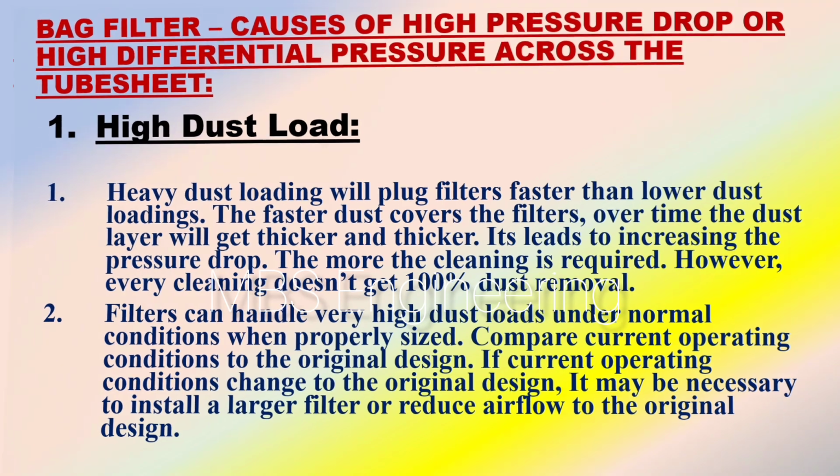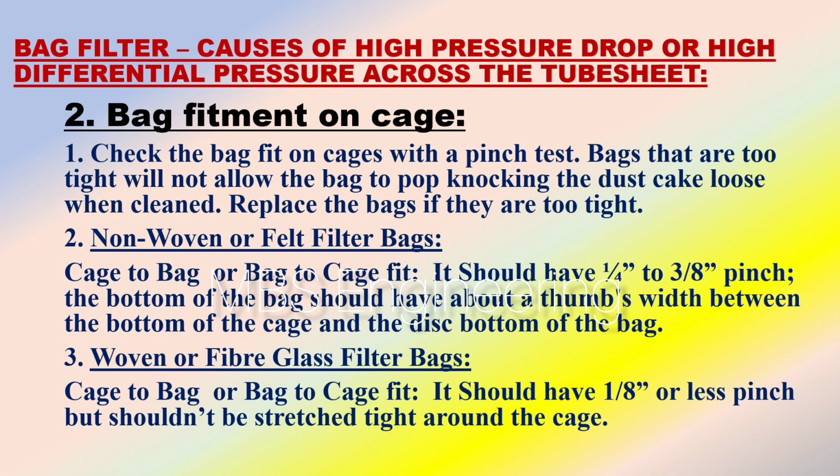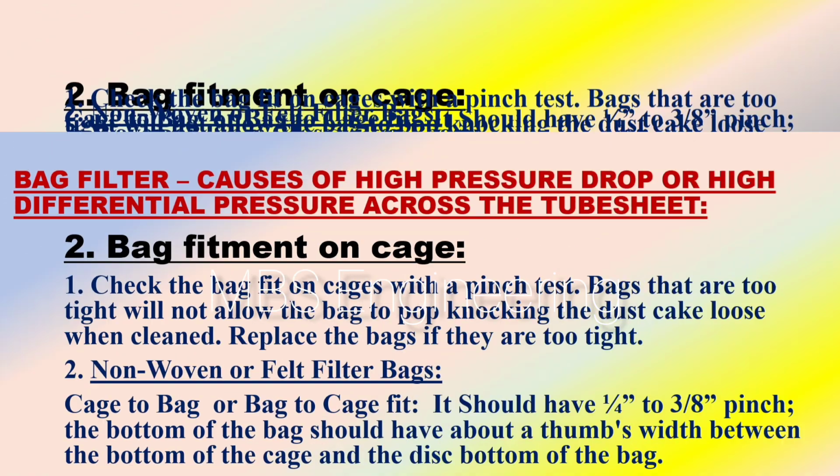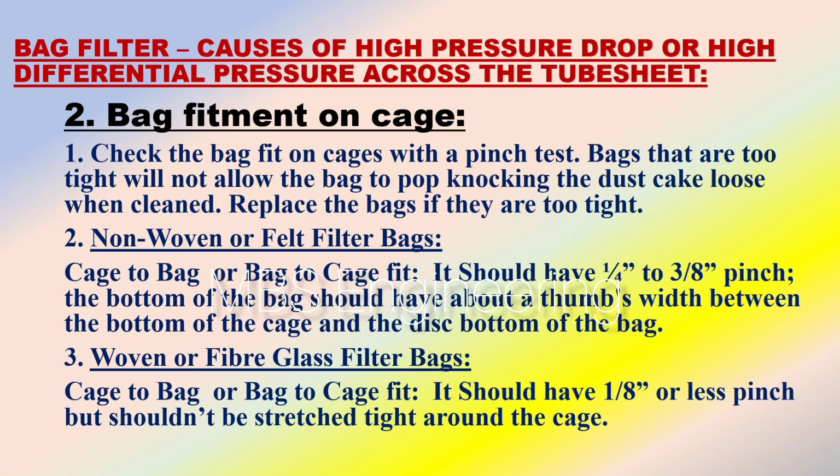One of the main causes of high differential pressure or DP is the bag fitment on the cage. Point number 1. Check the bag fits on cages with a pinch test. Bags that are too tight will not allow the bag to pop, knocking the dust cake loose when cleaned. Replace the bags if they are too tight. Point number 2. Non-woven or felt filter bags. Cage to bag or bag to cage fit. It should have 1/4 to 3/8 pinch. The bottom of the bag should have about a thumb's width between the bottom of the cage and the bottom of the bag.